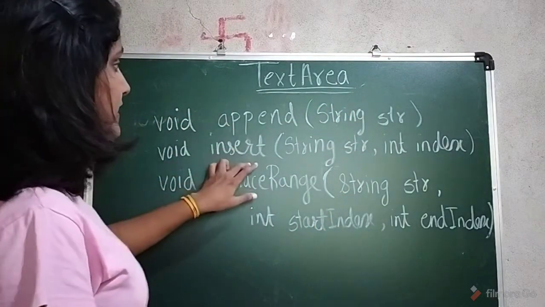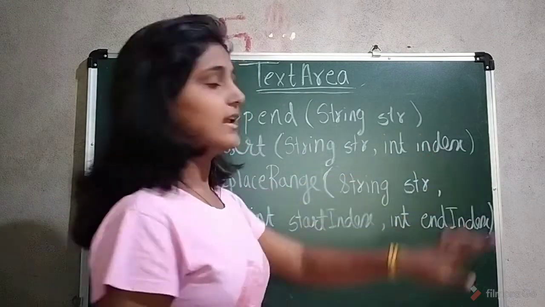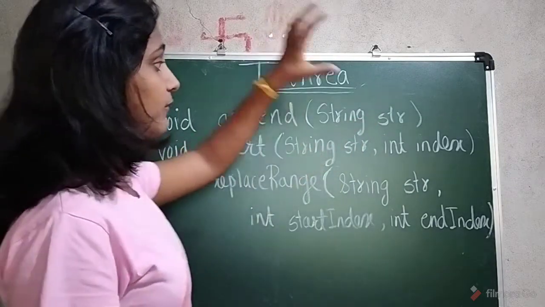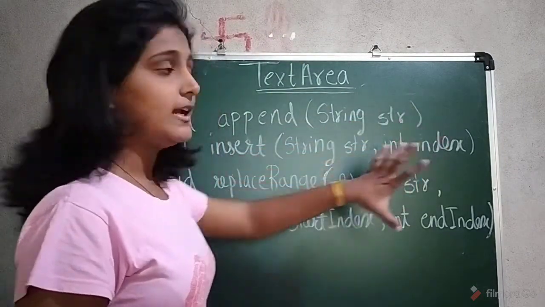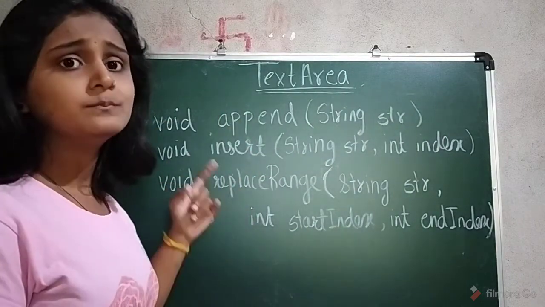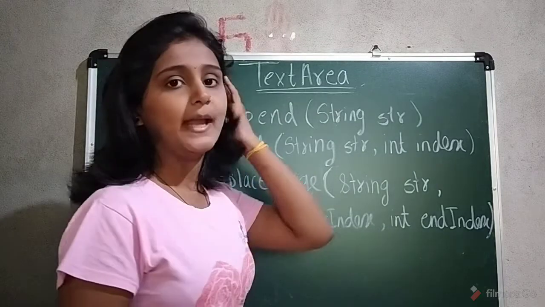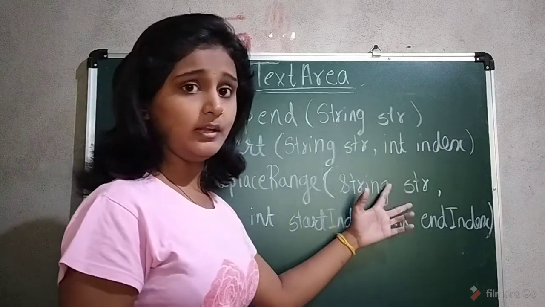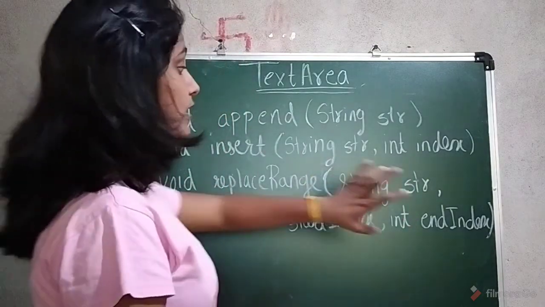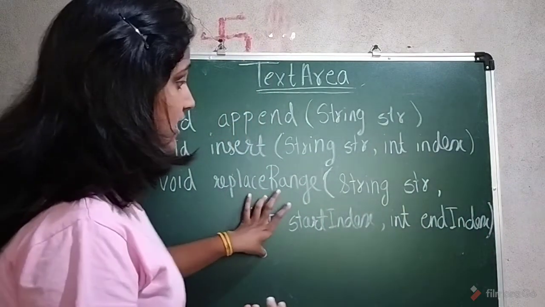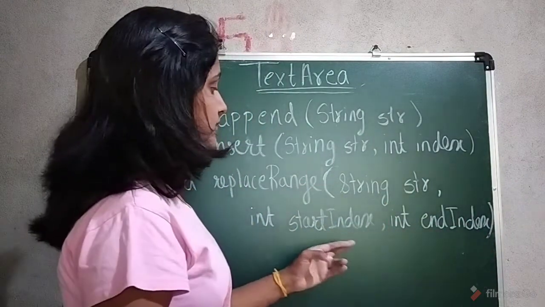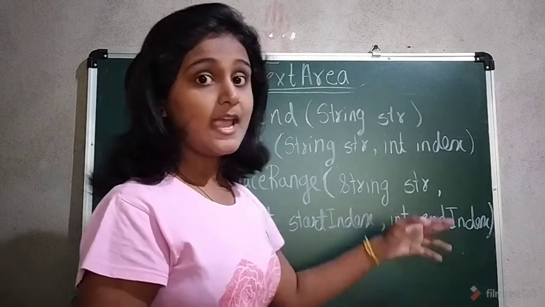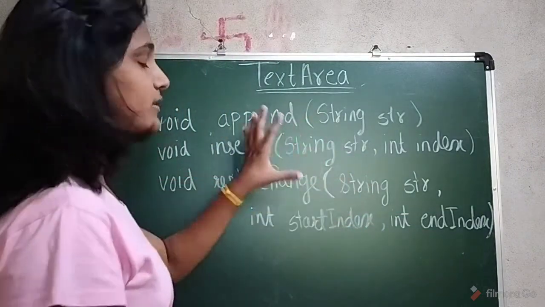Now the next one is insert, with a string and an integer index. Here you have to specify the index. So at that particular index, whatever string is passed, it will get inserted. Just understand the difference between these three methods and also understand their parameters. Then the next one is replaceRange. Here you have to pass the string that you want to replace, and from where till when, meaning you have to specify a start index and an end index, and there the string will be replaced. So this was the methods of text area.